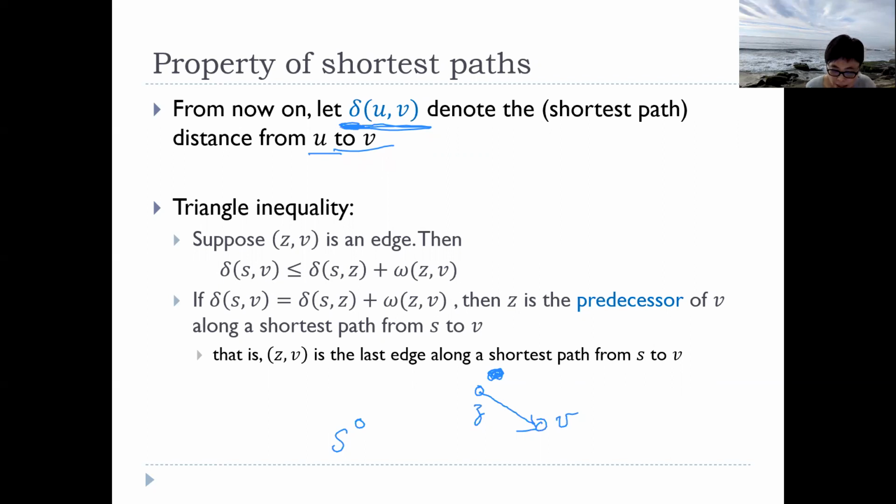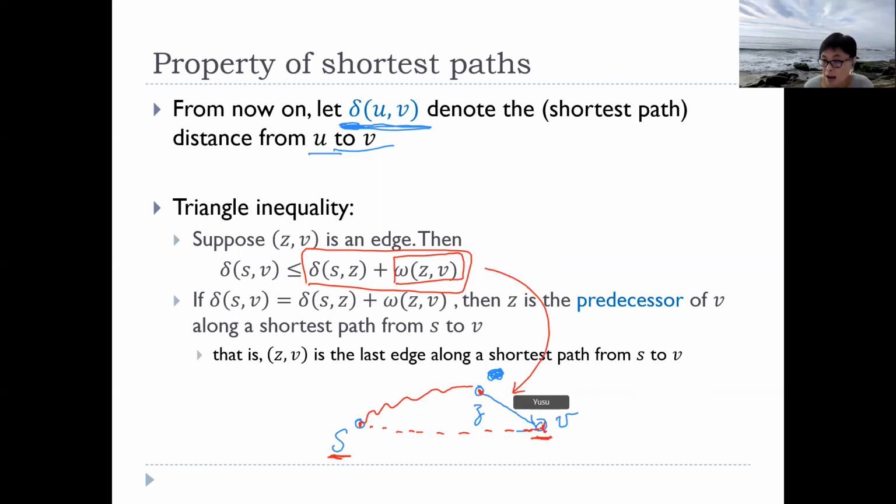So what this triangle inequality is saying is that the shortest path distance from S to V cannot be more than, so it is bounded from above by, the shortest path distance from S to Z plus the edge weight of Z to V. This is natural, because the right-hand side is simply the length of the path going from S to Z and then from Z to V. Obviously, since the dotted one is the shortest path, this length has to be smaller than or equal to the length of the path going from S to Z and then from Z to V.